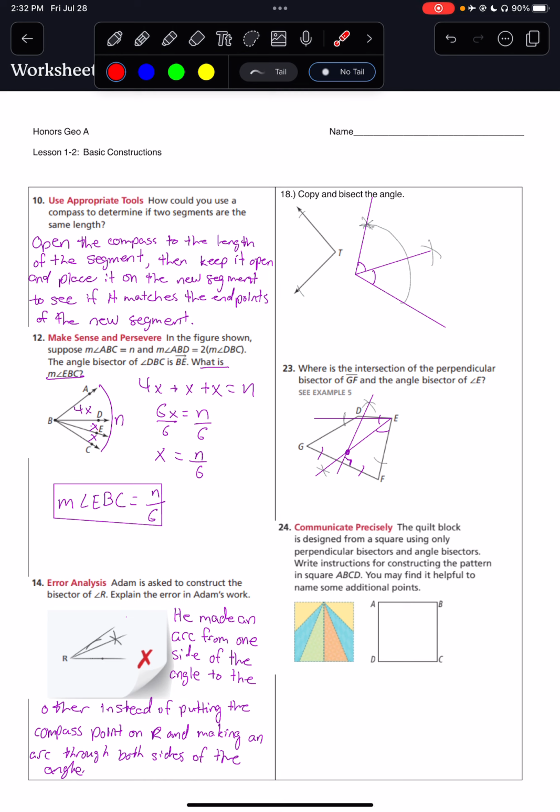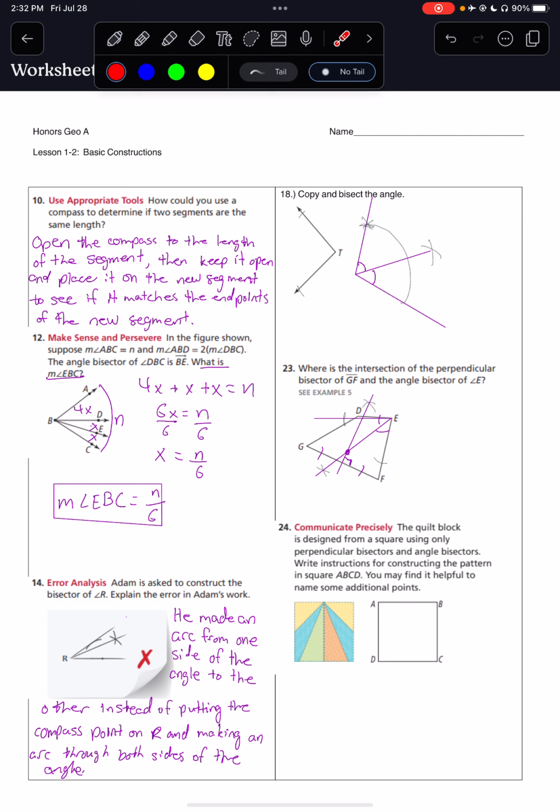And then in 23, it says, where is the intersection of the perpendicular bisector and the angle bisector of angle E? So the angle bisector of angle E should be the same process as you did up above with the two arcs out here and the arcs on either side of the angle. See, I lengthened the side of E to make sure that this arc could be long enough.